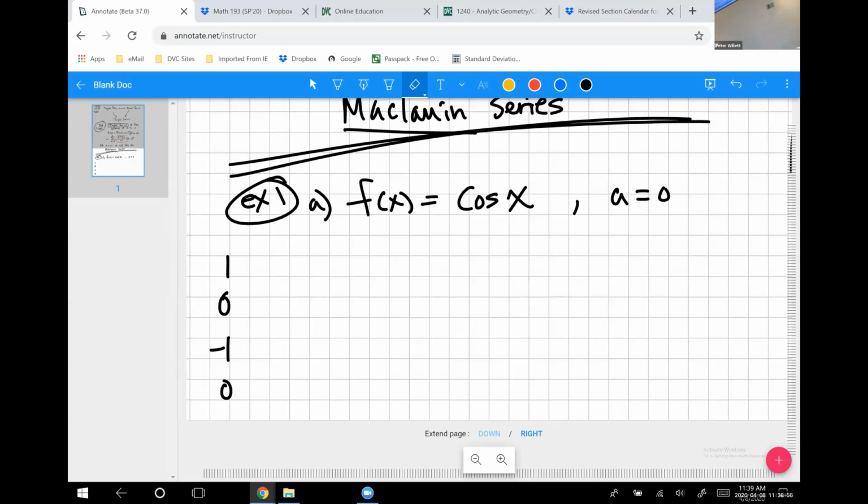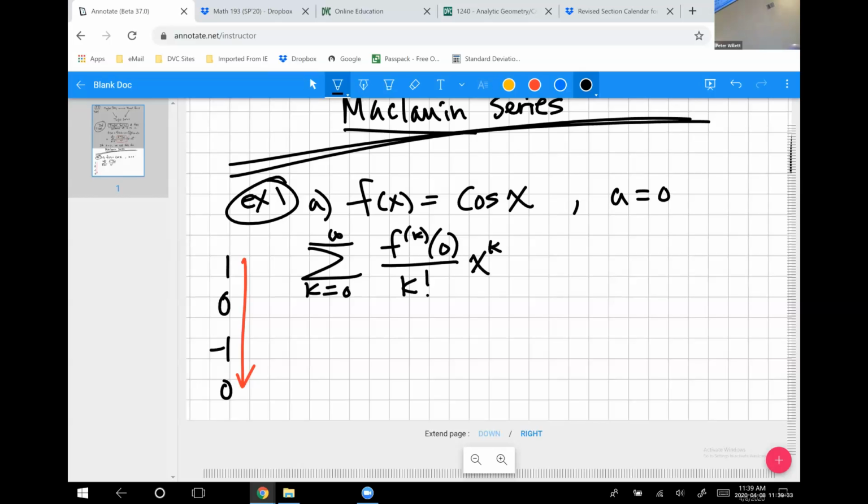All right, so if I'm trying to do the power series, then the Maclaurin series is the summation as k goes from 0 to infinity of the kth derivative evaluated at 0, and we know that that produces this sequence of 1, 0, -1, 0, divided by k factorial times x to the k. And I don't have a minus a because a is equal to 0.